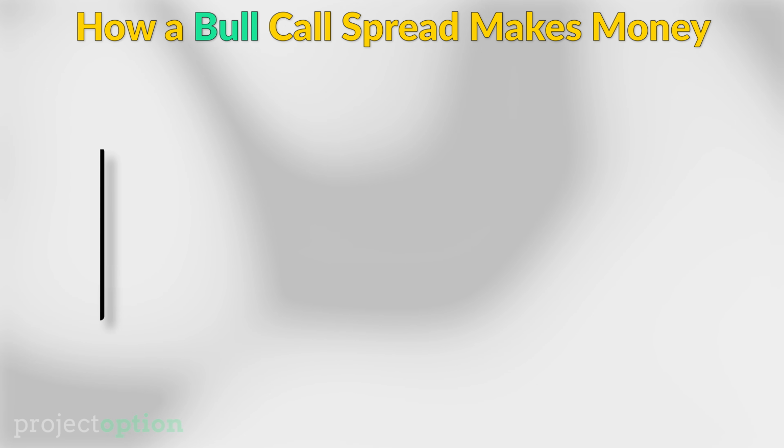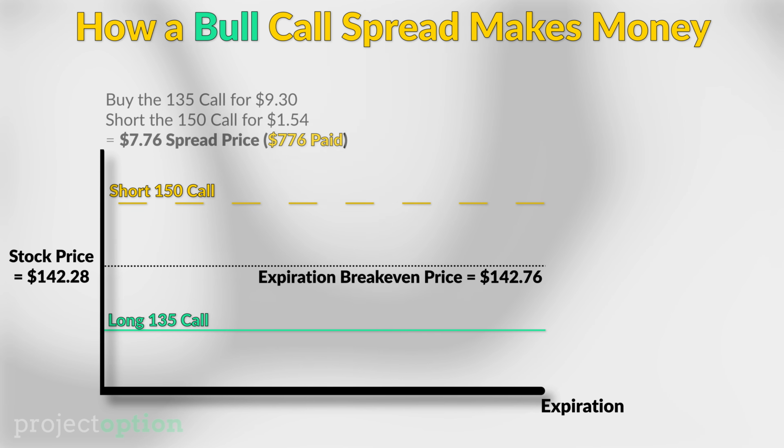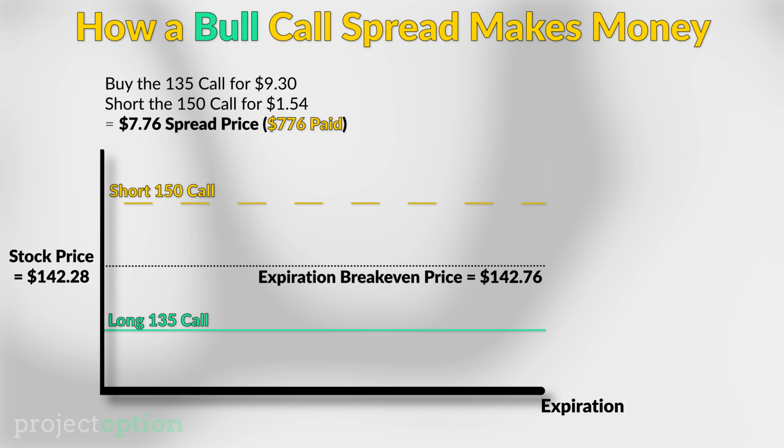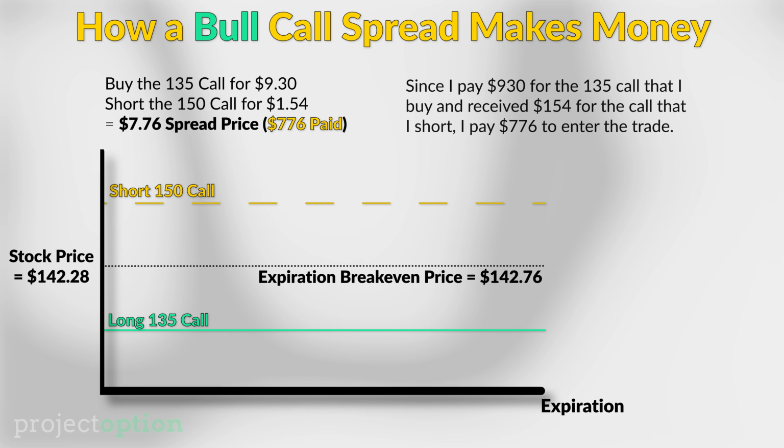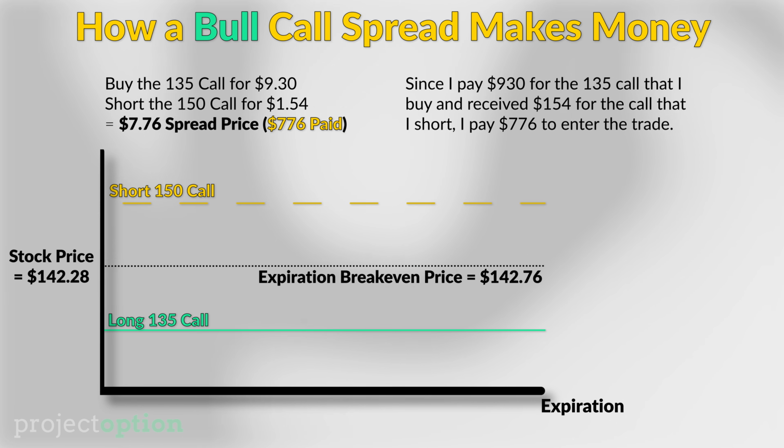So let's check out the characteristics of this bull call spread example. The stock price at entry is $142.28, and to construct this call spread, we're going to buy the 135 call for $9.30, and we're going to short the 150 call for $1.54. Both of these call options are in the 46-day expiration cycle. The purchase price of this spread is $7.76, which comes from the fact that I bought the 135 call for $9.30 and shorted the 150 call for $1.54, bringing my net payment for this spread to $7.76.